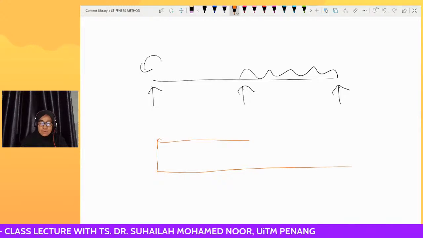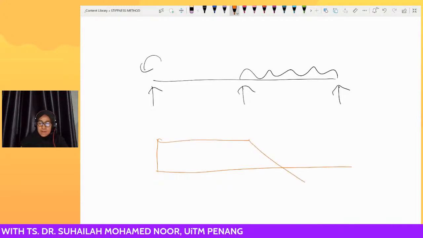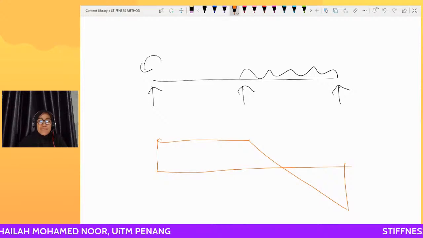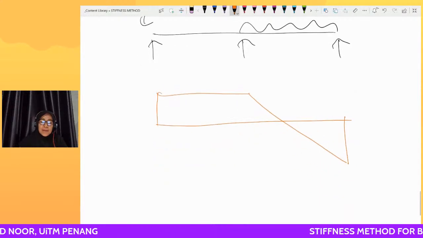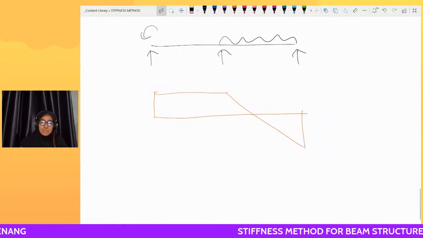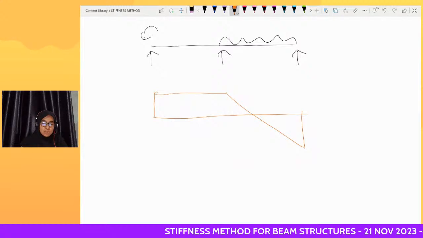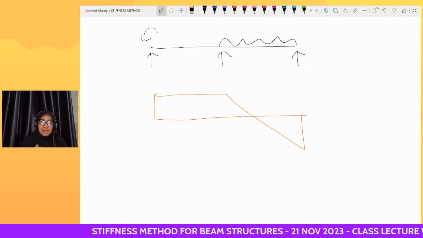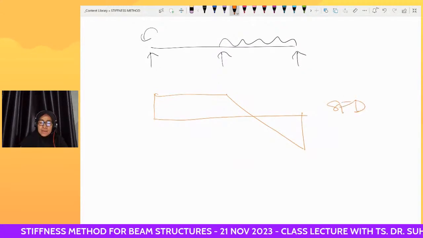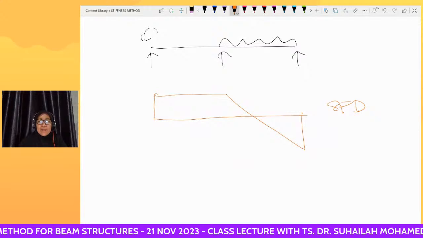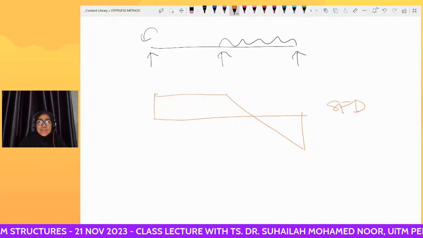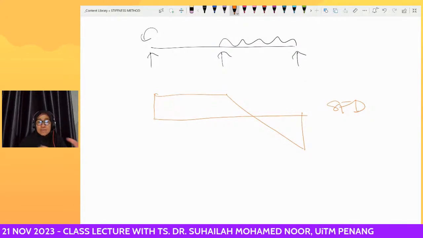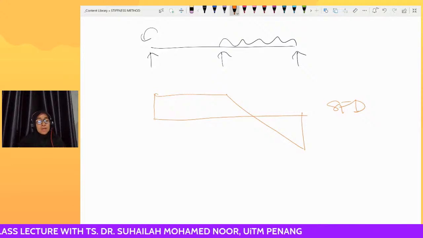Okay, go straight, and then like this for the shear force diagram, and for the moment diagram, because moment comes from the area of the shear force diagram. Okay, later I will set another session just to discuss the shear force diagram and bending moment diagram.